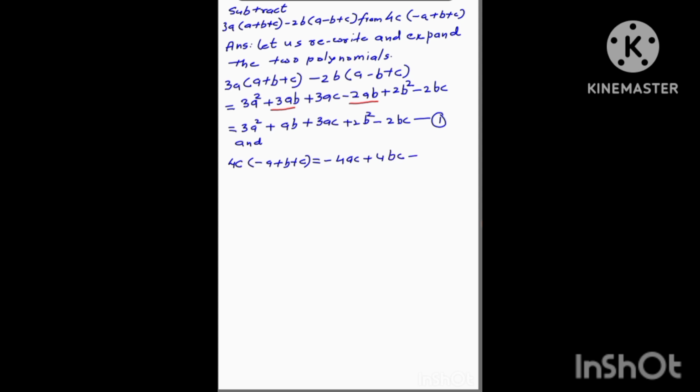And the second one is 4c into minus a plus b plus c, equal to minus 4ac plus 4bc plus 4c square. So we have to subtract the first one from this second one. Look for the similar terms and write similar terms below one another. There is ac, yes, there is ac. bc is also there, but c square is not there in the first. The only 2 terms are common, so the 2 terms will come one below the other.